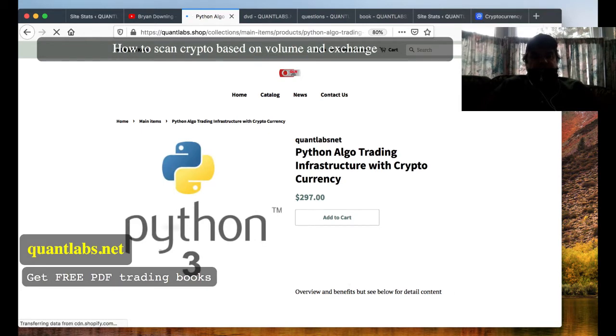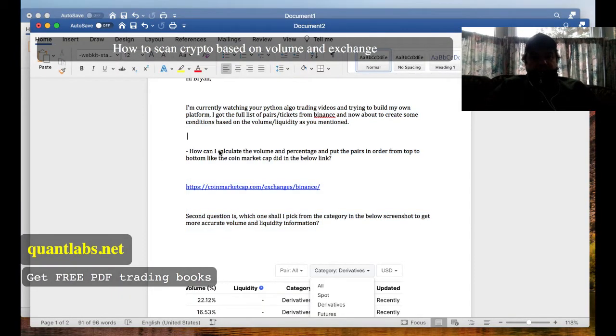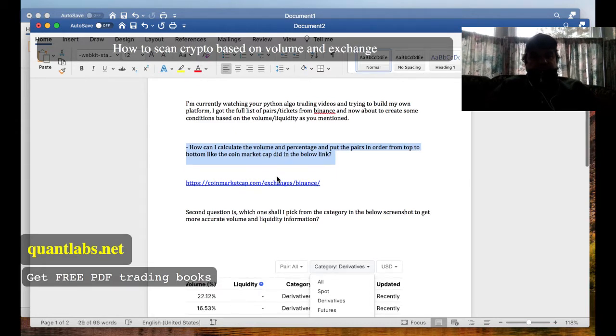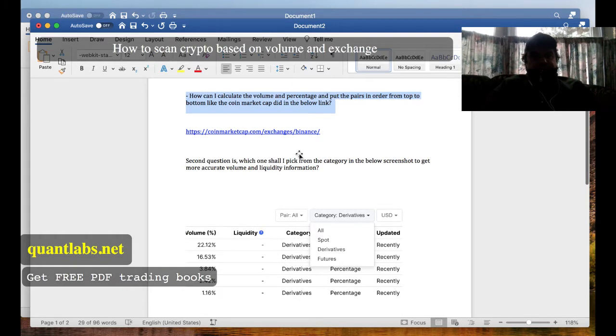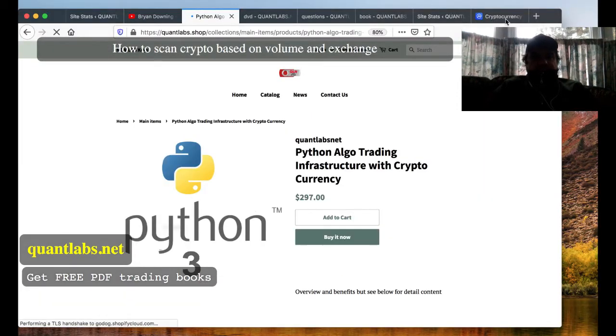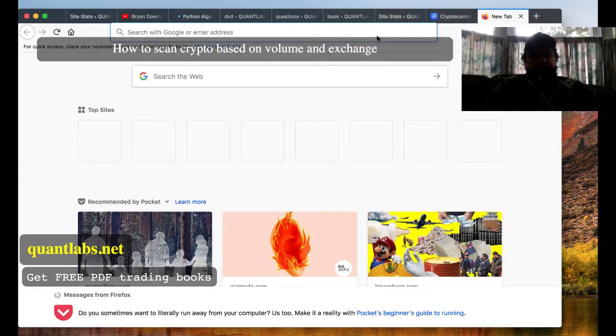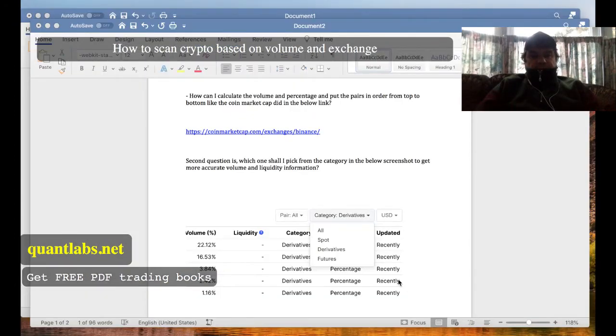Now, just to continue for him, how can I calculate the volume and percent and put the pairs in order from top to bottom like CoinMarketCap did below? So he's referring to something like this. I'll show that in detail. He's doing it here on this link. Now, always remember that CoinMarketCap is owned by Binance as well. So that's how proliferated they are in the crypto space.